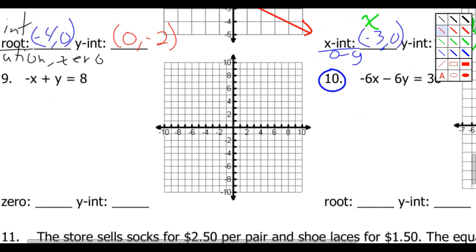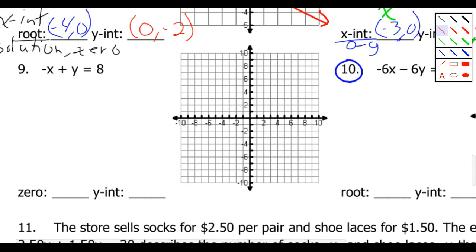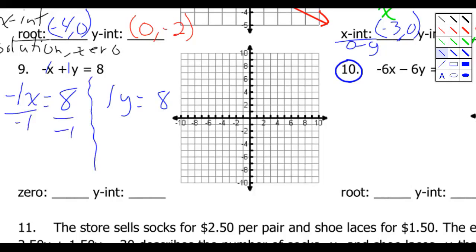Okay, number 9. We are missing coefficients. That's the only thing that really makes this one any bit complicated at all. So we have an understood 1, so we have a negative 1x and a plus 1y. So our two equations end up being negative 1x equals 8 and 1y equals positive 8. So if I solve this one by dividing by negative 1, this equals negative 8. And so our 0 is 0, 8.